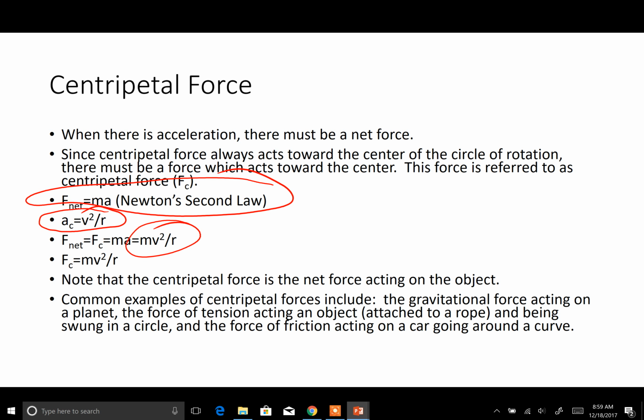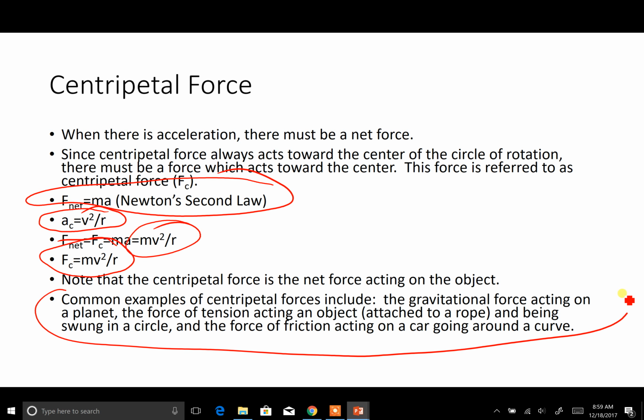equation for centripetal force. Again, remember that centripetal force is the net force acting on the object experiencing uniform circular motion, and that it's always directed toward the center of the circle of rotation. But this is the most common equation we're going to use to calculate centripetal force, mv squared over r.